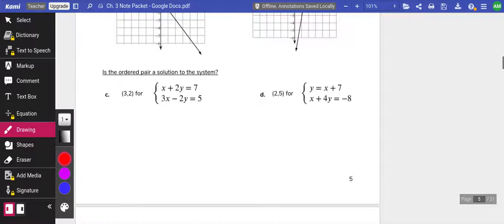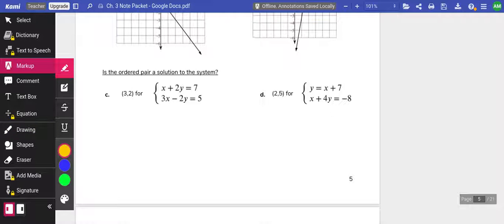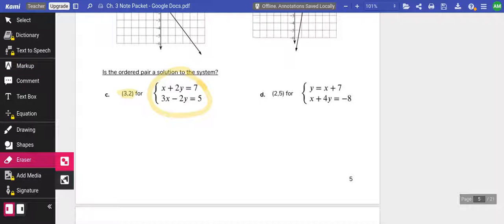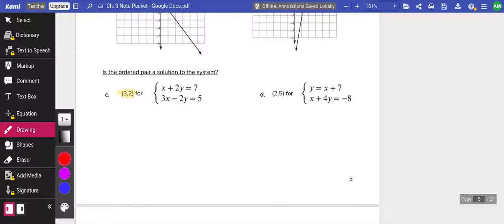Now we're going to see if the ordered pair is a solution to the system. So here are my systems. Again, they're held together with that curly bracket. And we're going to check to see if (3, -2) is a solution in this system. Now, other than graphing, one way that we can find out if it's a solution is to substitute. So that's going to be our strategy for this.